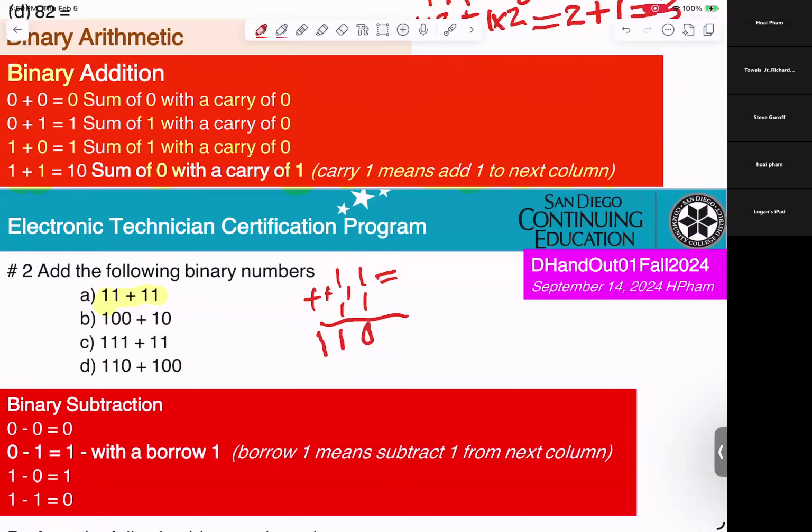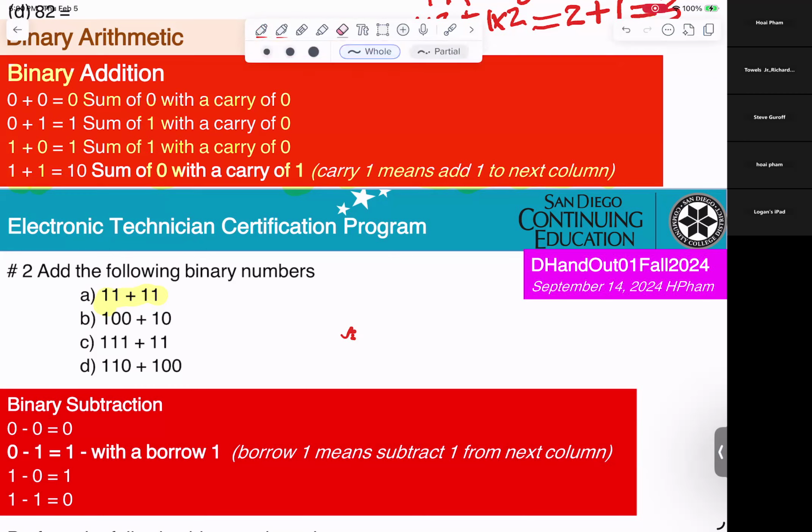Okay, so you can add in this number 100 plus 10. Okay, I can try 100 plus 10.